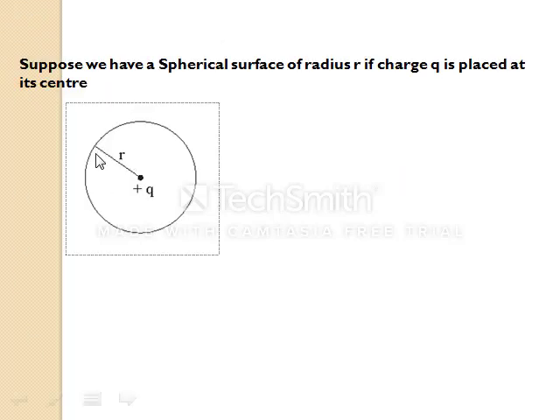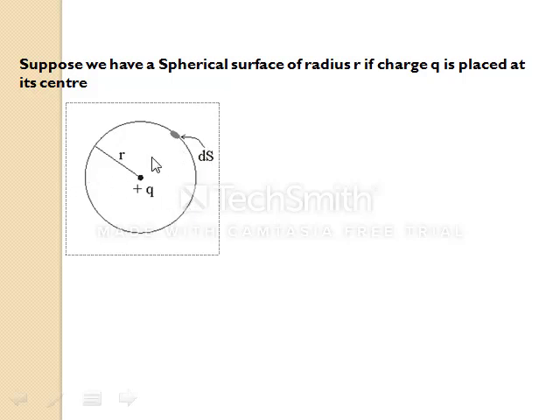This is the example where we have a spherical surface of radius r and charge q placed at its center. We'll now try to calculate flux through this spherical surface. So let's begin. The very first thing is we'll have to take a small surface ds on this spherical part. So let's take that small surface ds. There's the small ds on the surface of sphere.